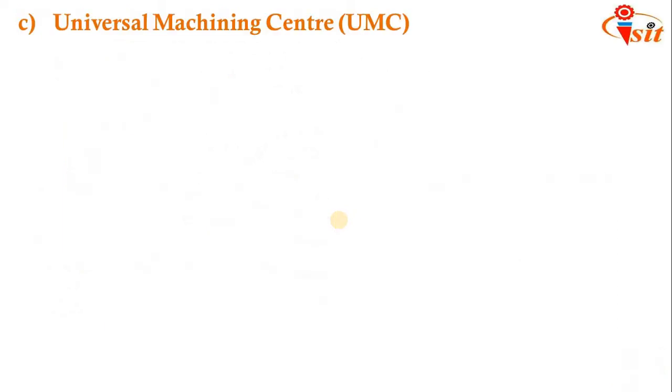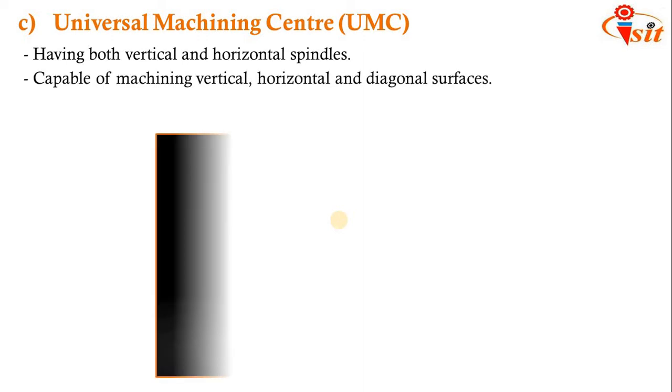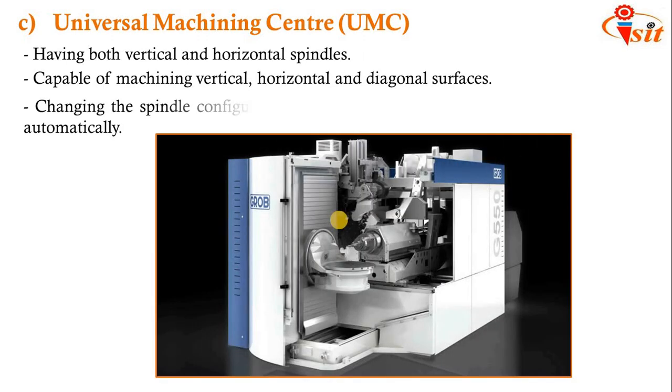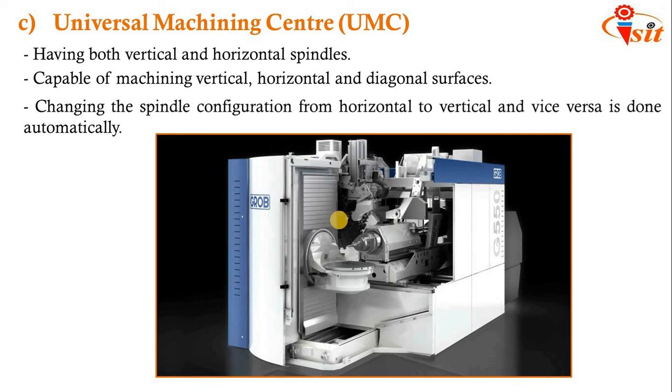Then the third one is a universal machining center, which has both vertical and horizontal spindles. It is capable of machining vertical, horizontal and diagonal surfaces. It can change the spindle configuration from horizontal to vertical or vice versa, and all this is done automatically.